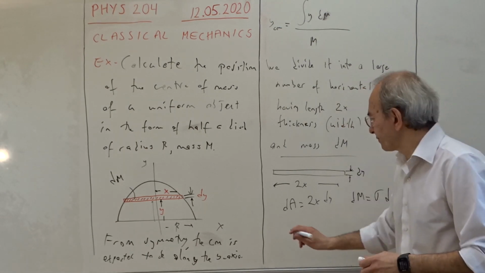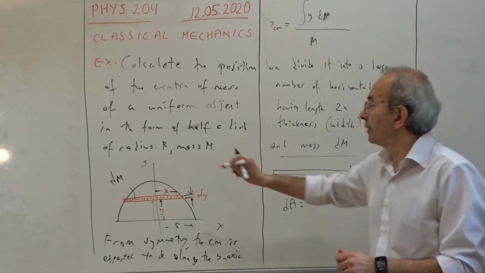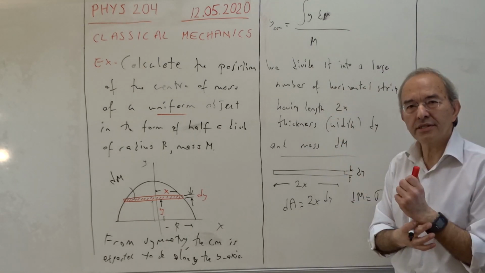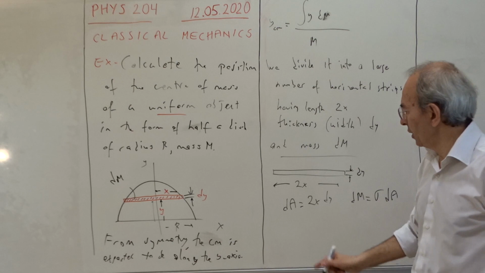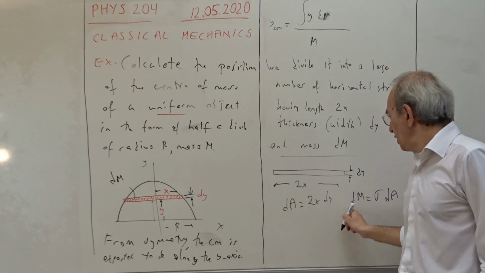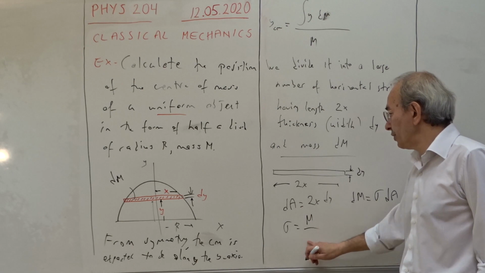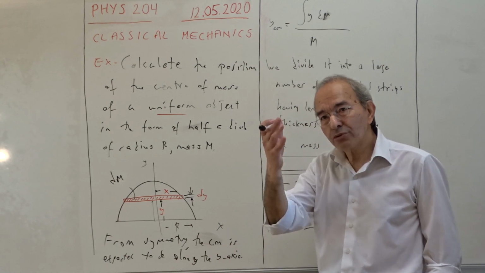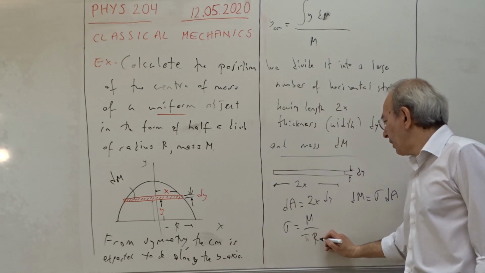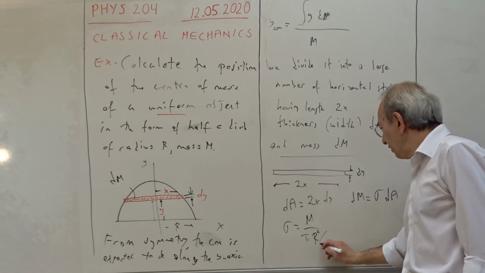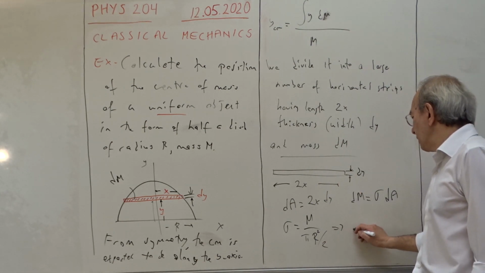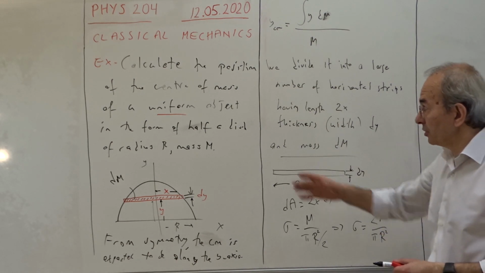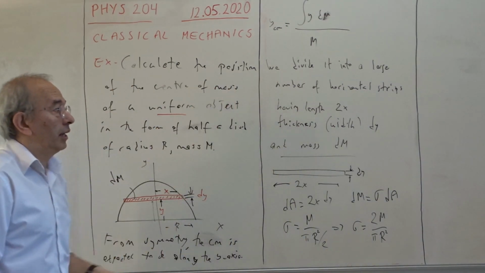How do we write sigma? Since it is a uniform object, it is uniform. If it were not uniform, as we will do in the next examples, you would also have another integral. But this is relatively easier. So sigma is just simply mass over total area. What is the area of that semicircle? Pi r squared over 2. So pi r squared is the full surface area, divided by 2. So that sigma is 2m over pi r squared. So let's continue here with this simple integral.